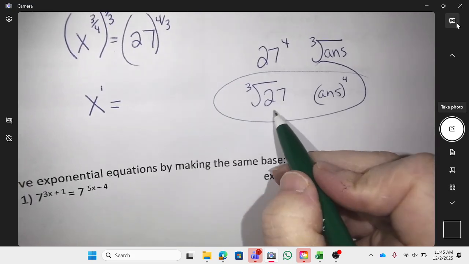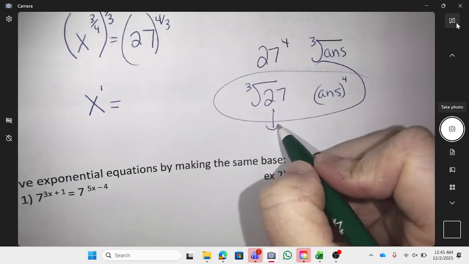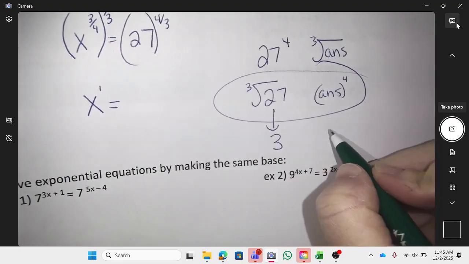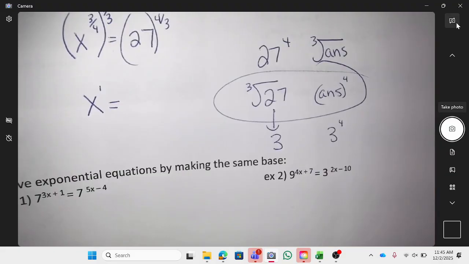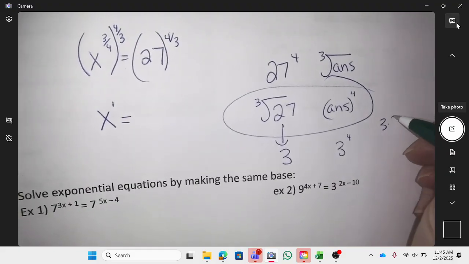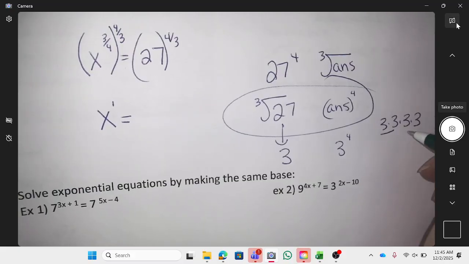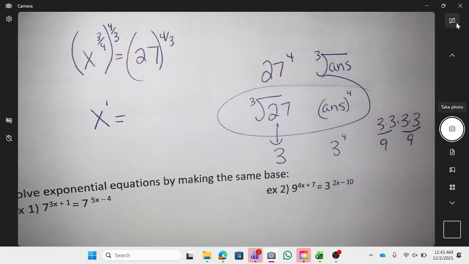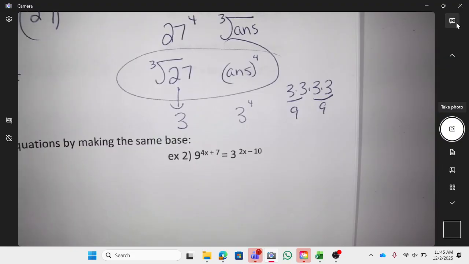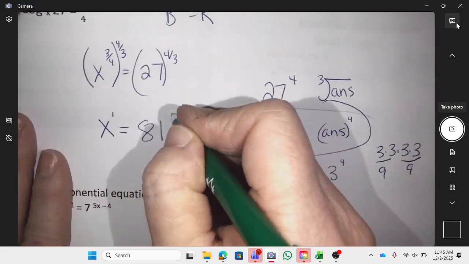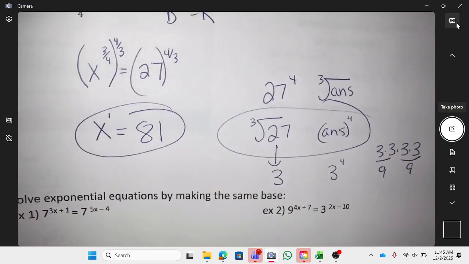So what's the cube root of 27? 3. And then what's 3 to the 4th? So what's 3 times 3 times 3 times 3? 81. Okay, and you're going to notice today that I am not going to touch my calculator at all for any of these questions that I'm doing.